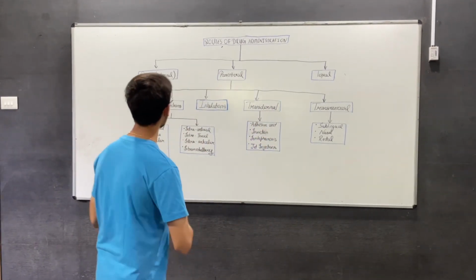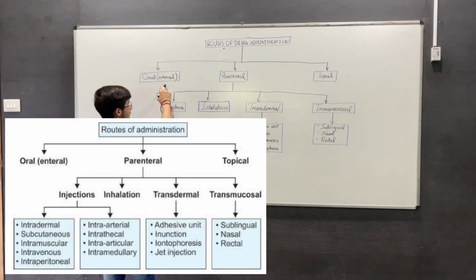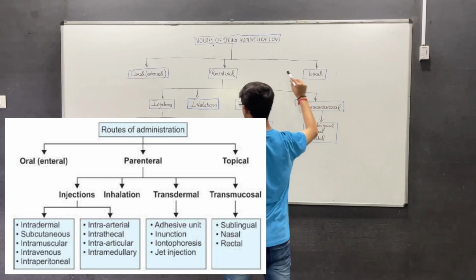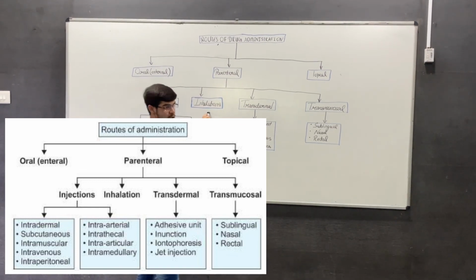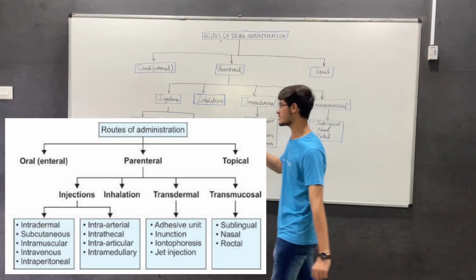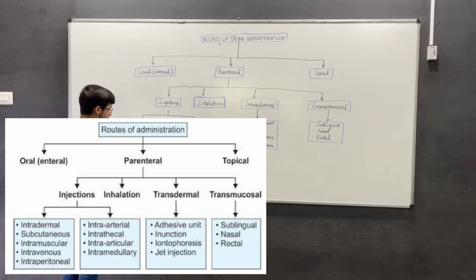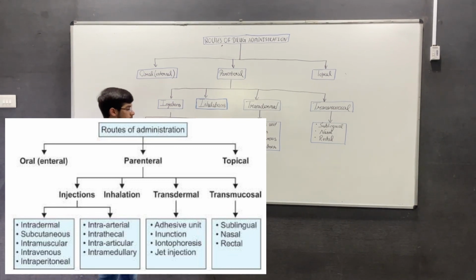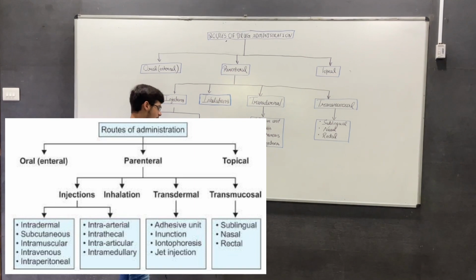Mainly the route of drug administration is divided into three. First is oral, which is internal. Second is parenteral, and third is topical. Again, the parenteral is divided into four, which are injections, inhalations, transdermal and transmucosals. The injections are divided into subcutaneous, intravascular, intravenous, intraperitoneal, intraarterial, intrathecal, intraarticular and intramedullary.